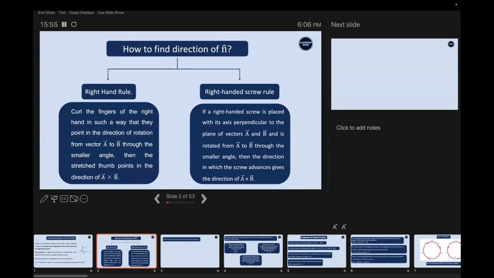Meaning, if you keep it perpendicular and turn the screw in the clockwise direction, you're turning from B to A. If you're going in the anti-clockwise direction, you're turning from A to B. So when you turn it in the anti-clockwise direction, that direction gives you the direction of n cap. That is what they mean by the statement. So make a note of this. Are you guys able to visualize it? This is one of the slightly toughest concepts, so make sure you understand this.